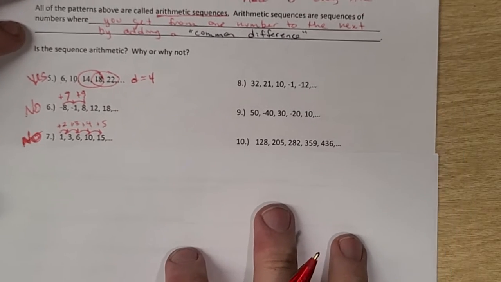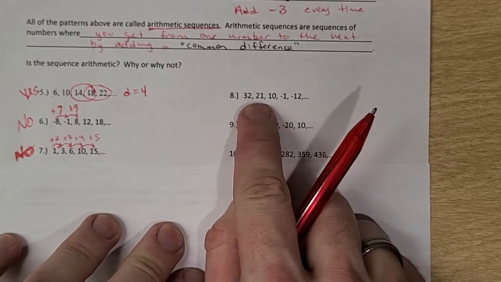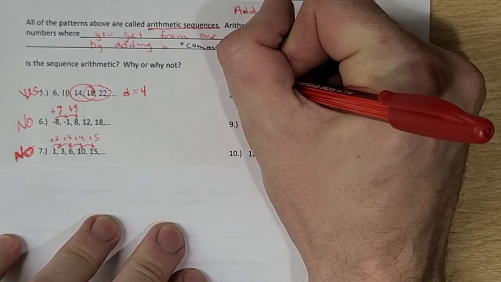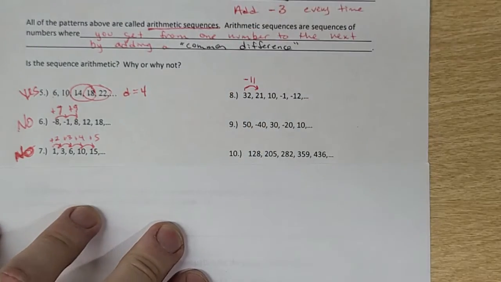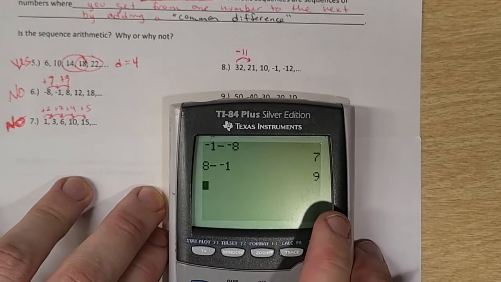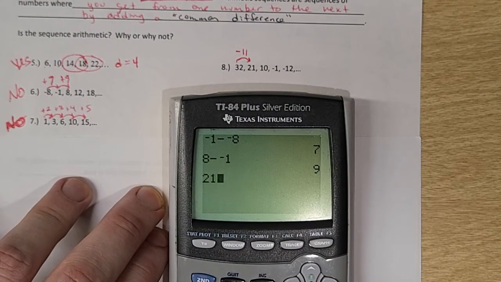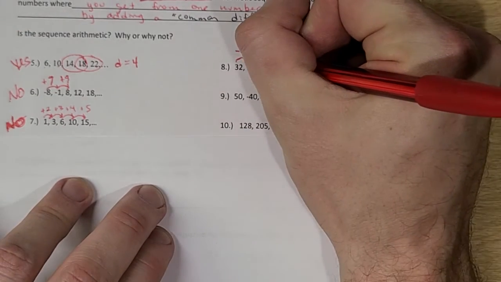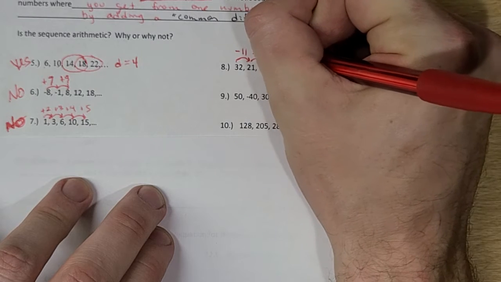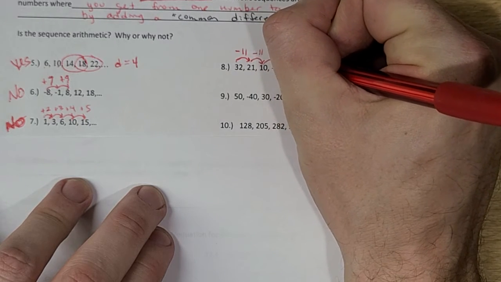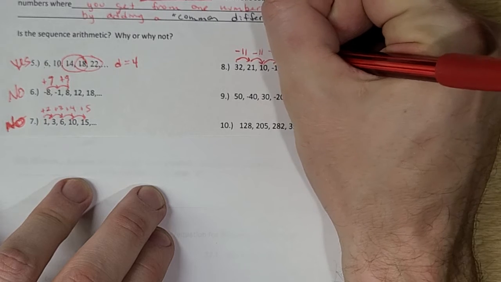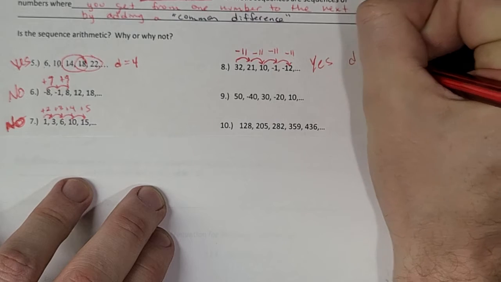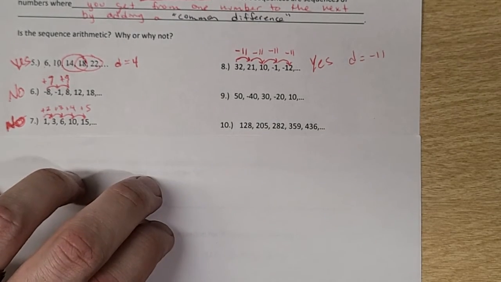We did this one. Let's look at number 8. 32 to 21. Well, shoot, it looks like I actually have to go down 11. I have to subtract 11 or add a -11. Let me show you really quick. If I do 21 minus 32, it gives me -11. So if I did that for all of these, from 21 to 10, 10 minus 21 is -11. Going from 10 to -1, I have to go down 11, and -1 to -12, I have to go down 11. So I would say, yes, I have a common difference of -11.